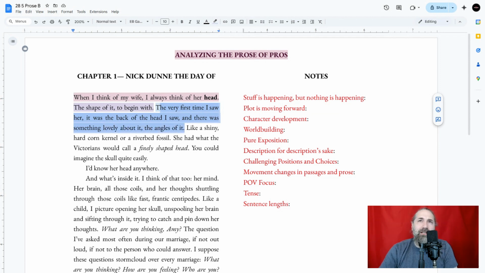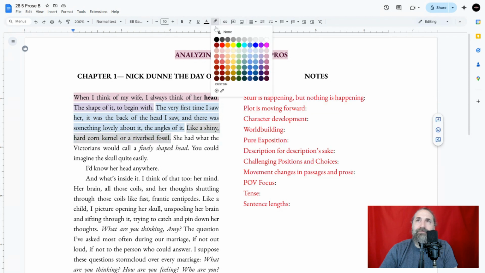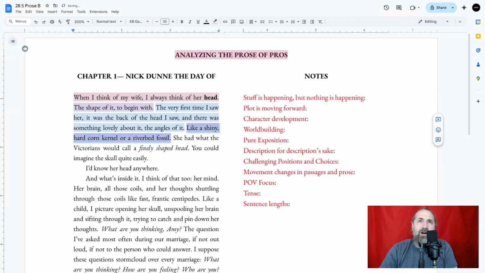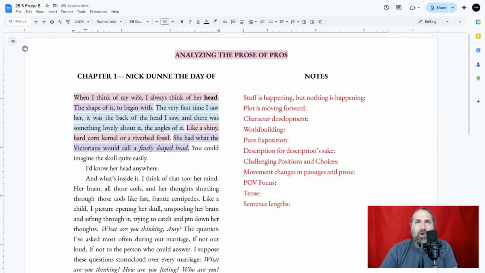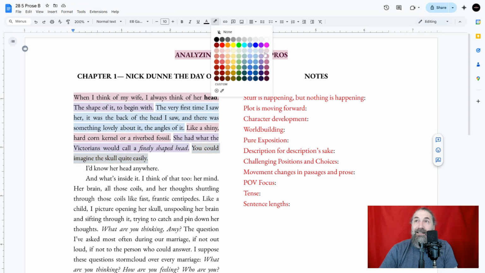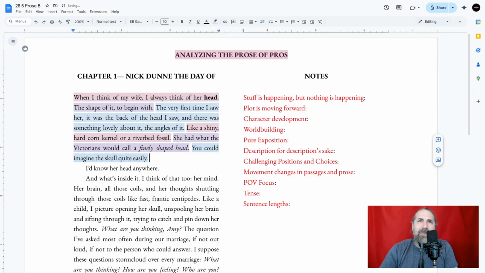All right. Well, let's get into it. The angles of it, right? And here it goes. Like a shiny, hard corn kernel or a riverbed fossil. He's just going deeper and deeper into the description, right? Let's see. She had what the Victorians would call a finely shaped head. Huh? That's commentary there. Could you imagine the skull? Oh, you could imagine the skull quite easily.